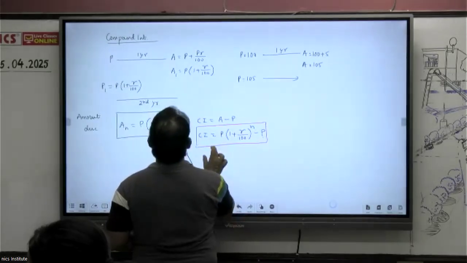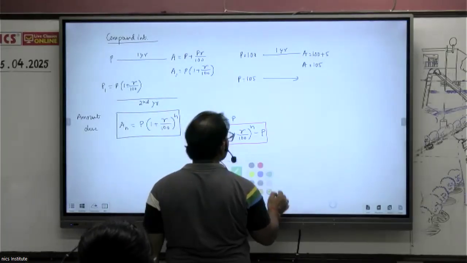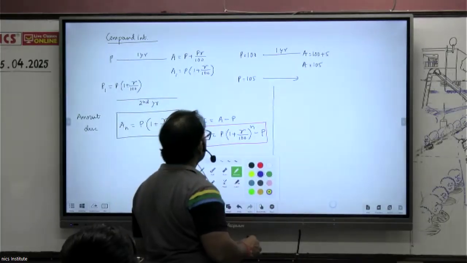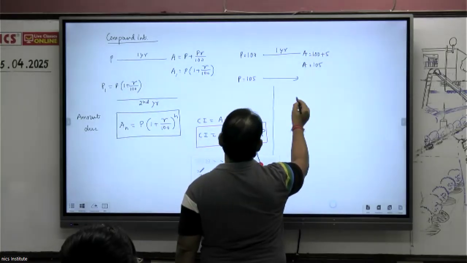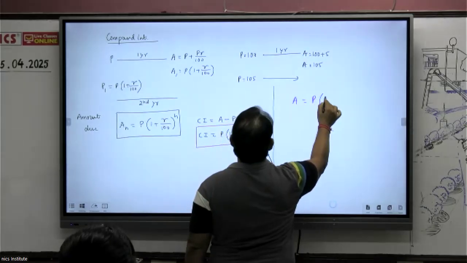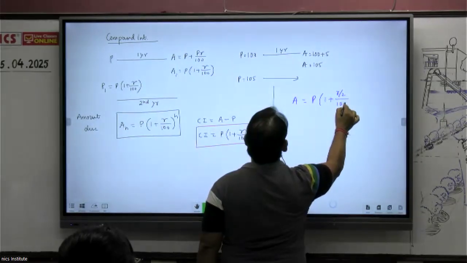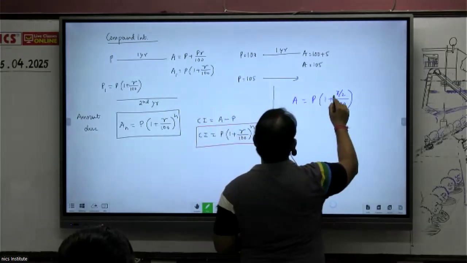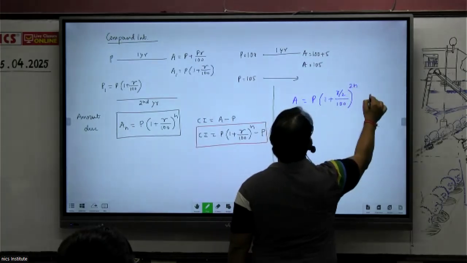It may be that you calculate the interest at the end of half year, and then you do compounding, and again you find the interest. In that case, the amount due would be P into 1 plus R by 2 by 100, because rate of interest is R per annum. So for half yearly compounding, rate of interest will become R by 2 and the number of terms will become 2n. This is half yearly compounding.